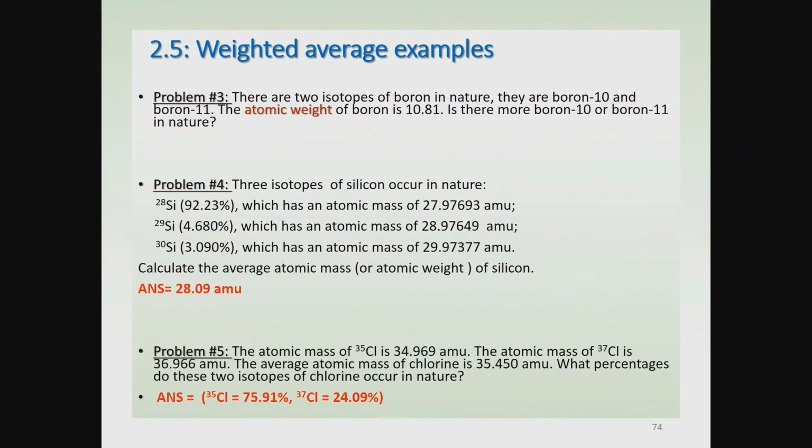Okay, problem 4. Three isotopes of silicon occur in nature. So we have a listing of the silicon isotopes and their abundances and percentages, and then we have their atomic masses. And you're asked to calculate an average atomic mass or atomic weight for silicon. So let me show you the basic setup for this, but I won't go through the math, but I'm kind of hoping that you'll understand how to set up the problem.